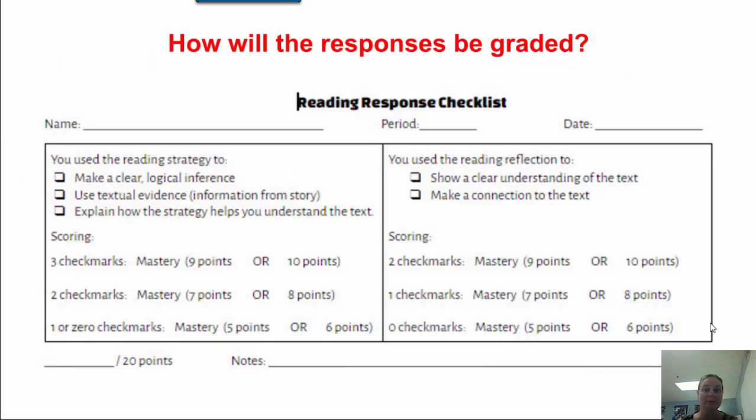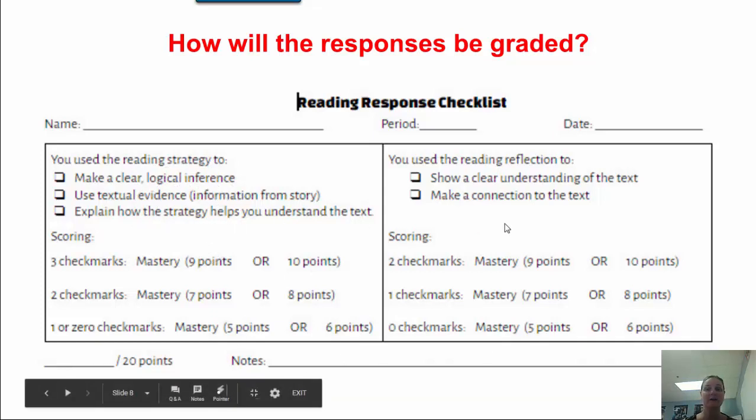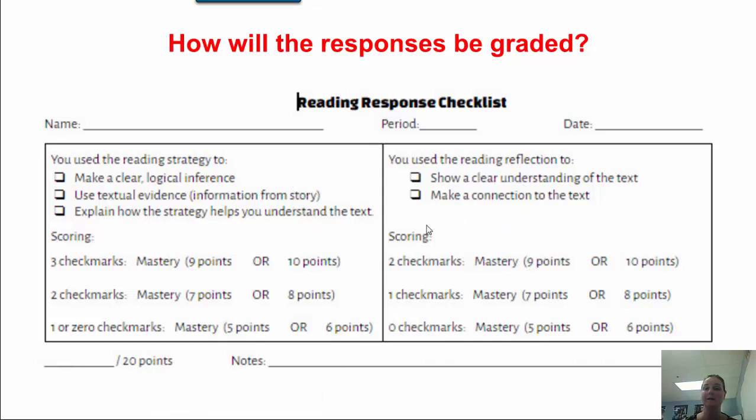We're going to use a rubric. This is going to be worth 20 points and it's a classwork grade. We've got a side for the reading strategy, and we've got a side for the reading reflection. This was question 1, and this is question 2. So you use the reading strategy to make a clear and logical inference, use textual evidence, information from the story, that's what you saw or what you read, that context clue, right? And then you explain how the strategy helps you understand the text. That's kind of that inference piece.